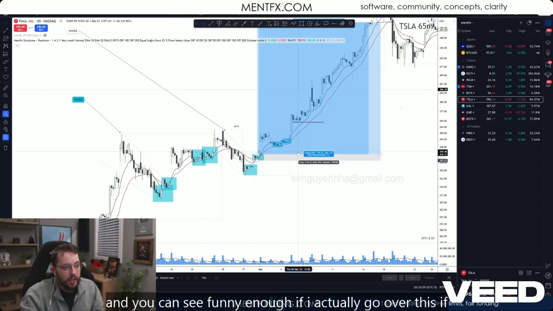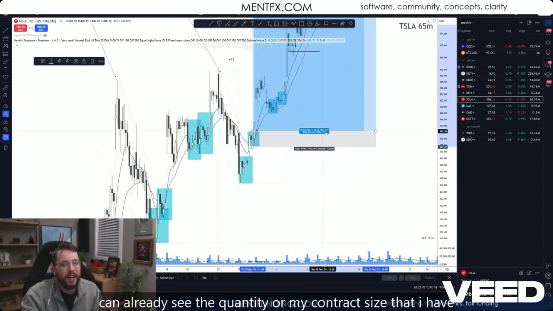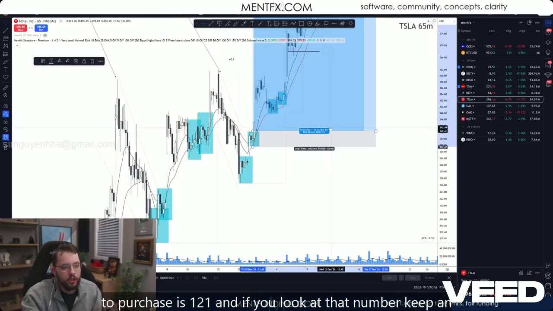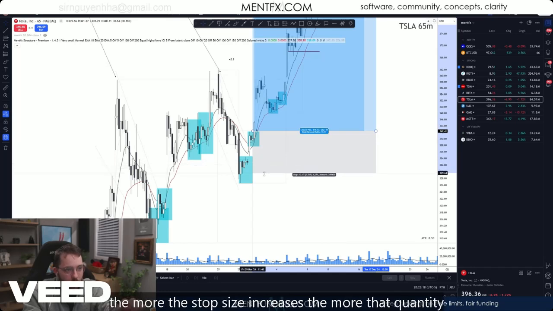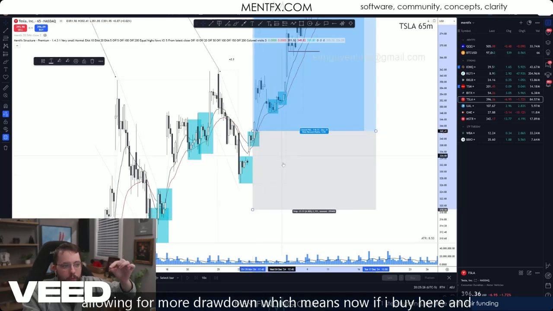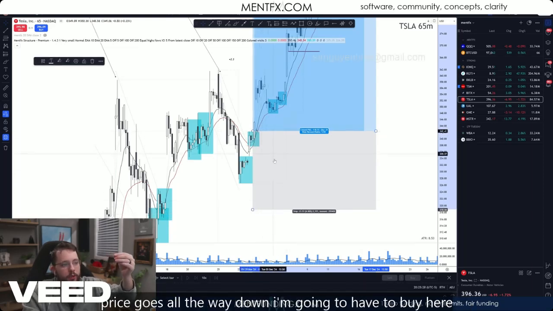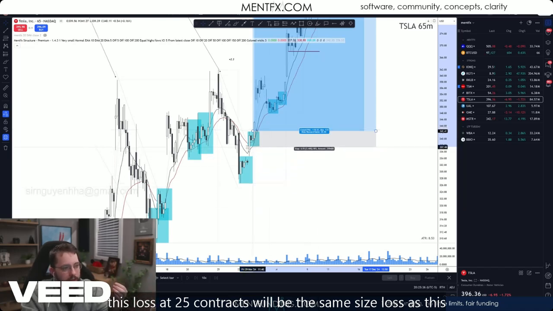And you can see, funny enough, if my stop size is this size right here for minus 1RR, you can already see the quantity, or the contract size that I have to purchase, is 121. And keep an eye on that number: the more the stop size increases, the more that quantity decreases. Because I have to buy less, since I'm allowing for more drawdown, which means if I buy here and price goes all the way here, this loss at 25 contracts will be the same size loss as this at 121 contracts.